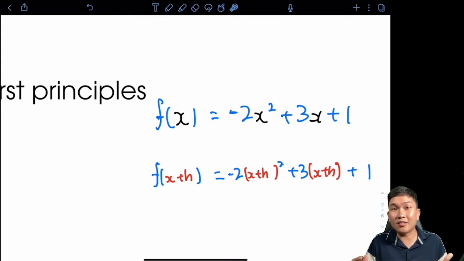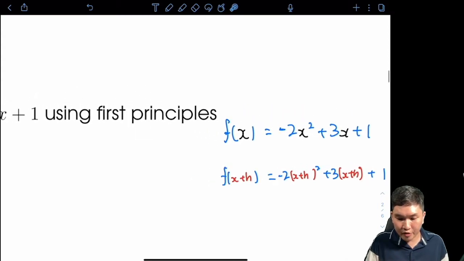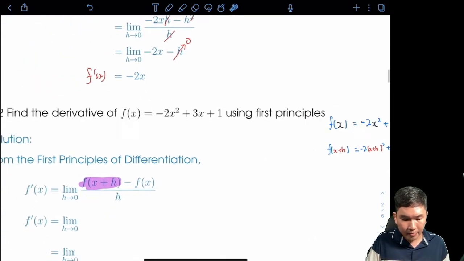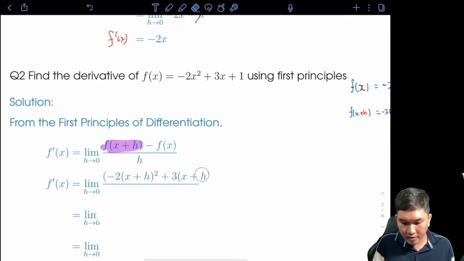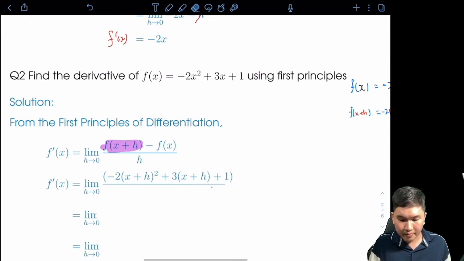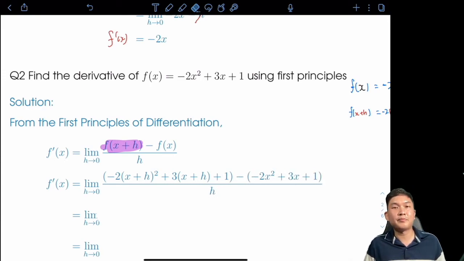So 1 is a constant term. It does not have x in it, so it is still 1. So that's what I'm going to write in the numerator for f of x plus h. So negative 2 times x plus h all squared, plus 3 times x plus h plus 1. Okay, and not to forget we have a negative f of x. Okay, we just need to copy this down, but put a negative and a bracket in front of it. And all of this is divided by h.